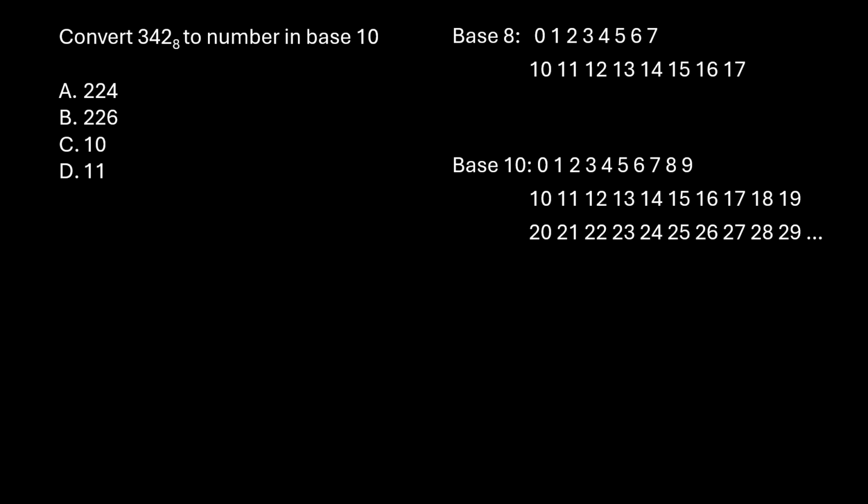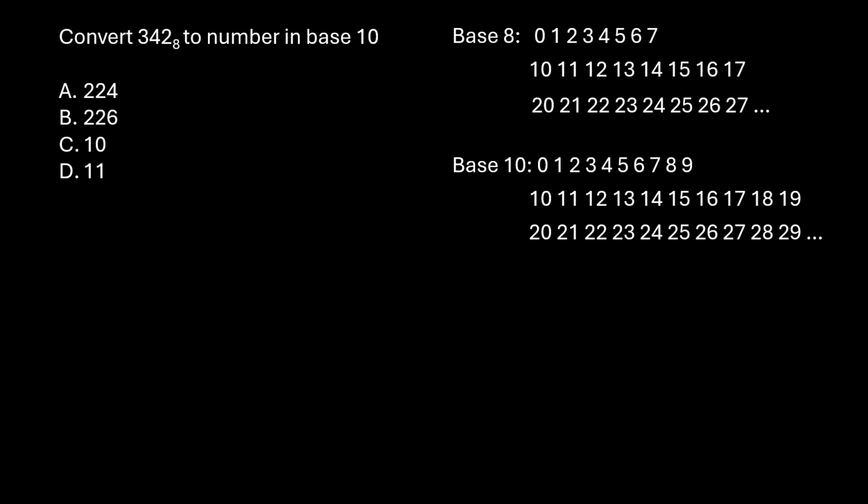And after 1, 7, since we are out of digits, to go to the next value, we increase the digit we displaced to 2, and then we continue from there again. So we get 2, 0, 2, 1, 2, 2, and so on. So this is briefly how number bases work. So now, to answer this question, we're going to convert 342 from base 8 to base 10.